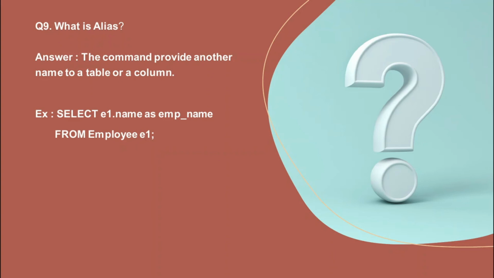E1 means I am giving a table name as e1. Sometimes you have a long table name, so you want to shorten it, like give it an alias. So you can use this easier way. So this is basically the benefit of an alias.